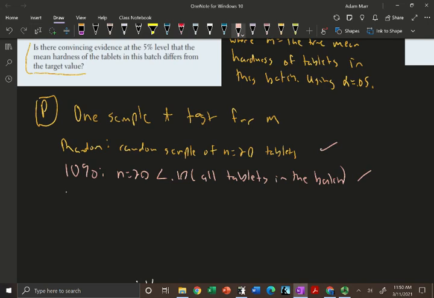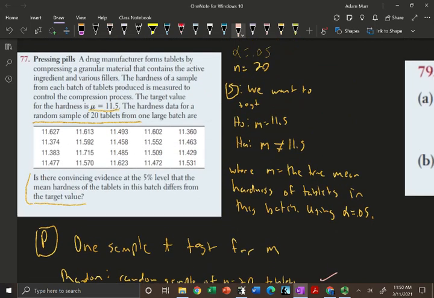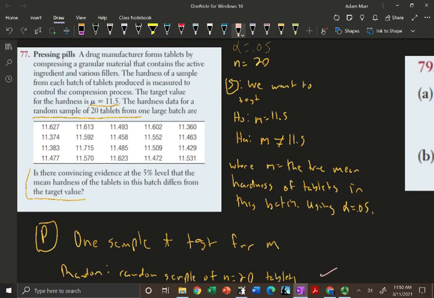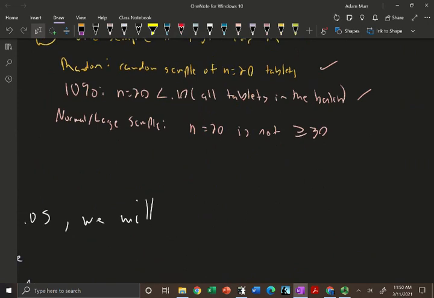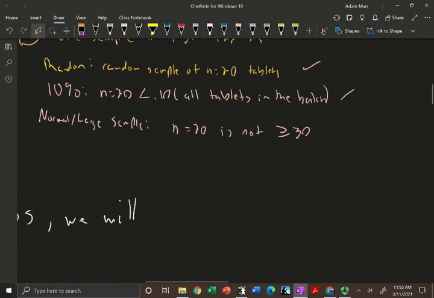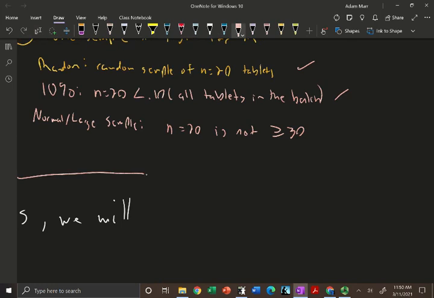And then remember, for mu, it's normal, large sample. Here's the problem. n at 20 is not greater than or equal to 30, and it does not say that the population distribution is normally distributed. So we have to draw a graph in this case. So let's go ahead and do that. All right, let's draw our graph.